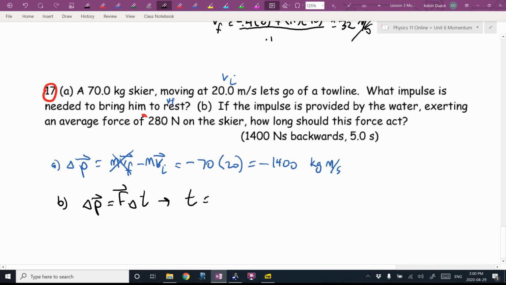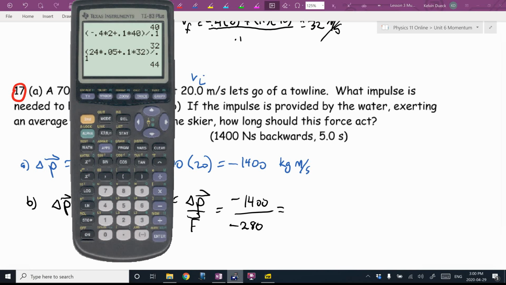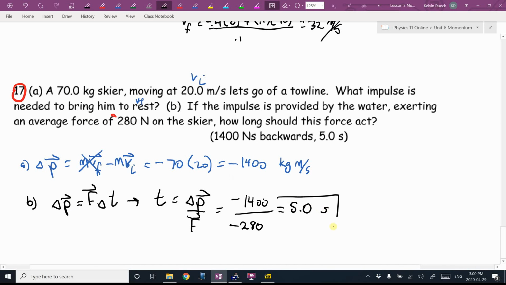So I think time is going to be the impulse divided by the force. It's going to be negative 1400 divided by negative 280. It's nice that the negatives cancel because time is a scalar. I should get a positive answer. And I think it's going to be 5. Oh, I got the answer right there, but let's double check to make sure the answer key is correct. Yep, 5.0 seconds.